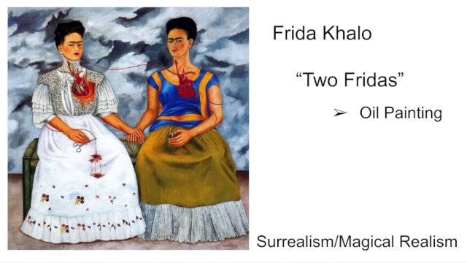The genre of this painting is surrealism or magical realism. You can put either of those. Surrealism means that it's otherworldly. Magical realism is based in real life, but with magical otherworldly elements layered in. So it's very closely related to surrealism, but they're not exactly interchangeable.